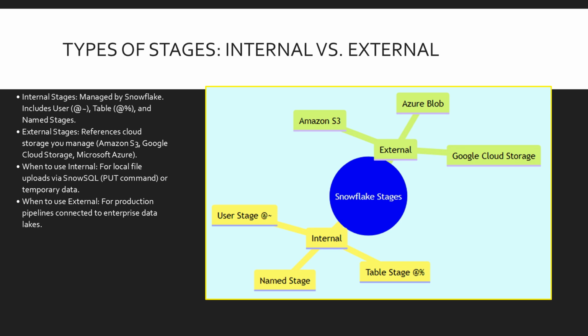Here is the hierarchy of stage types you can choose from. At the core are Snowflake stages. Branching up, we have internal stages, the user stage for personal files, the table stage tied to specific tables, and named stages for general use. Branching down, we see external stages. These connect to the major cloud providers: Amazon S3, Azure, and Google Cloud Storage. Selecting the right branch depends on whether you need Snowflake to manage the storage or if you want to integrate with your existing cloud infrastructure.